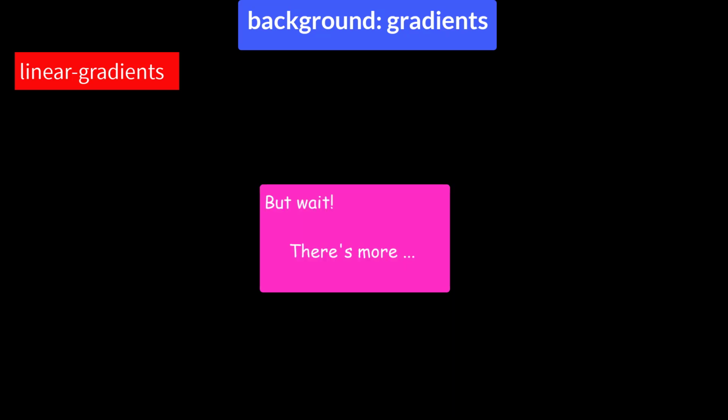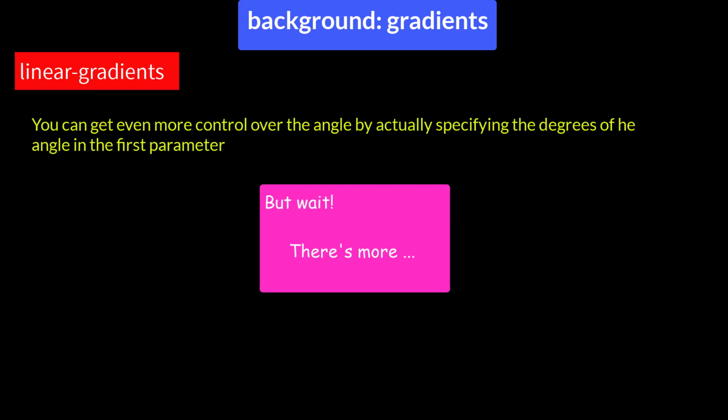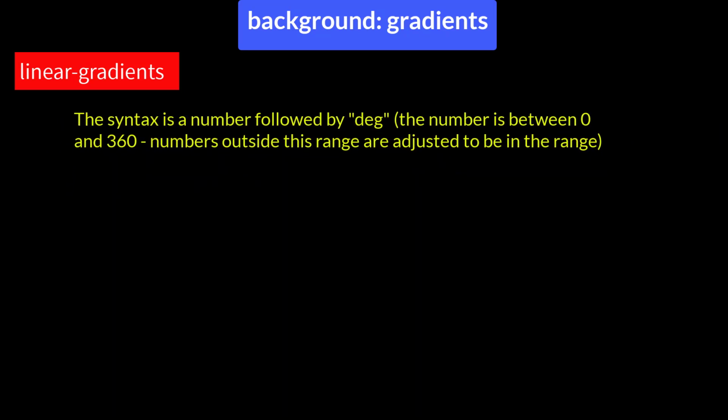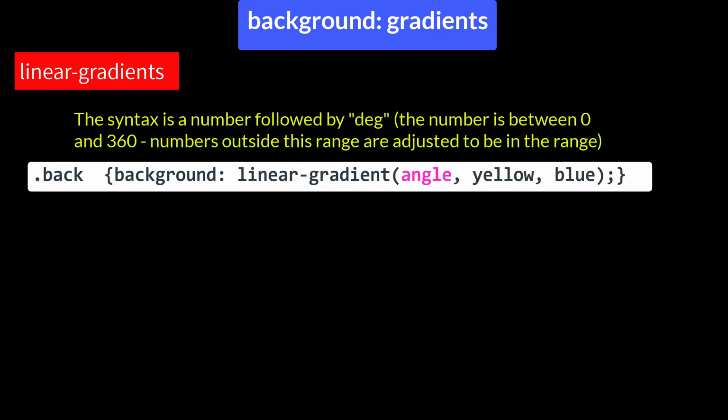But wait, there's more. You can get even more control over the angle by actually specifying the degrees of the angle in the first parameter. The syntax is a number followed by deg. The number is between 0 and 360. Numbers outside this range are adjusted to be in the range. Some examples. So we have linear-gradient(some angle, yellow, blue).